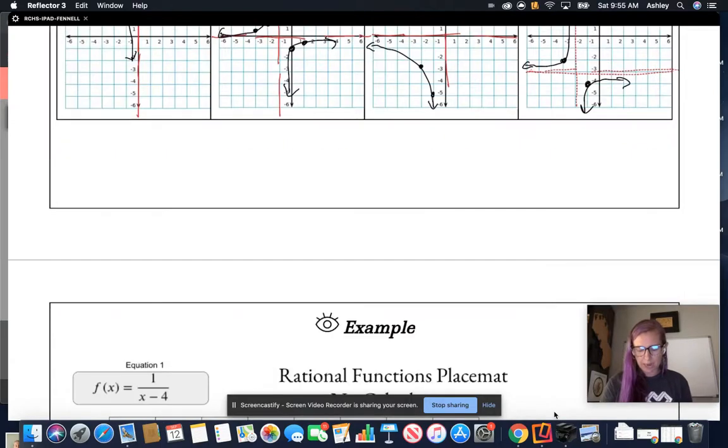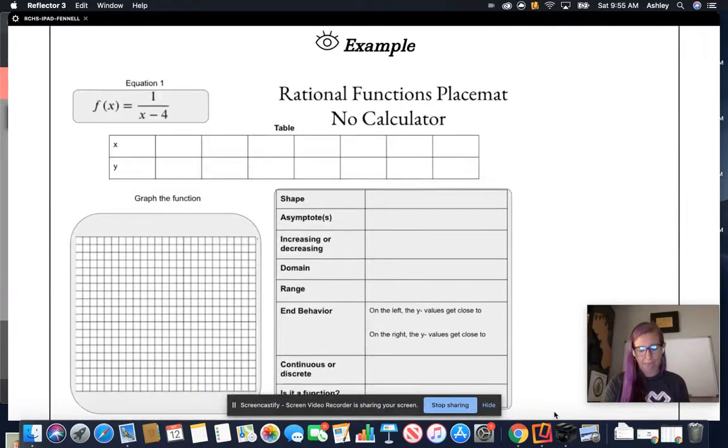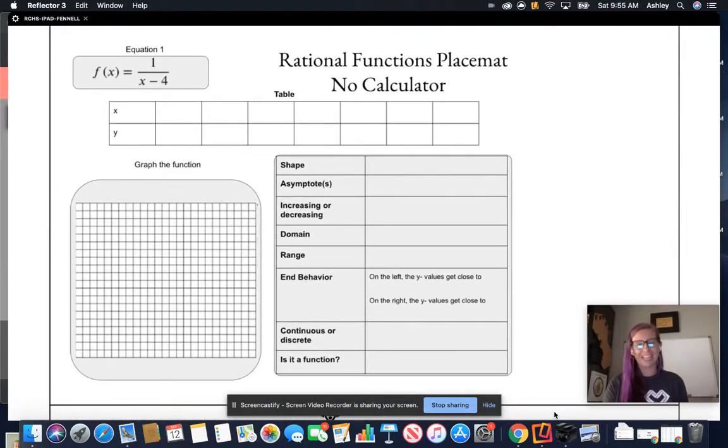All right, now we are going to describe fully one of these functions. So this should be bringing you back to last week when we were describing functions, and now we're going to do this for a rational function. You're going to fill out this table because we're going to graph these by hand. And so again, you always want to pick values to the left of the vertical asymptote and values to the right of the vertical asymptote so you can see both curves, right?